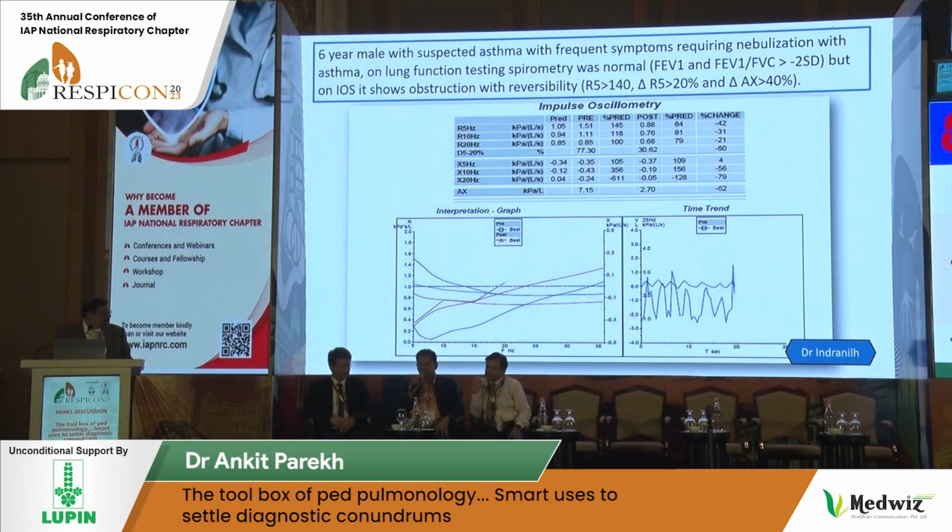Regarding what Dr. Ankit has shown, R5 of more than 140 indicates increased resistance. The AX area under curve is more than 40%. So if there is a change of 40% in area under curve and a change of 20% after the bronchodilator, we can tell that there is very good reversibility. In this 6-year-old child, you see the obstruction in the small airway, again with good reversibility, minus 42. So yes, this is asthma. This can be stamped as asthma.